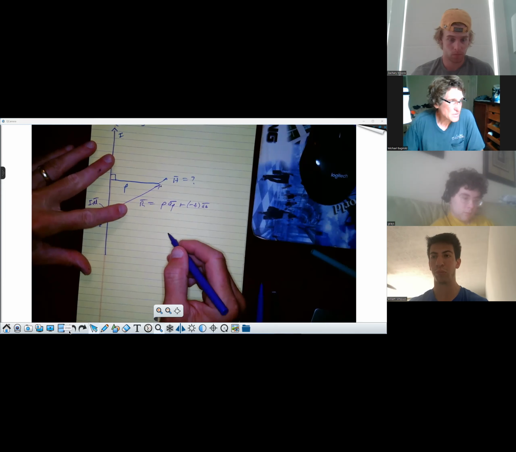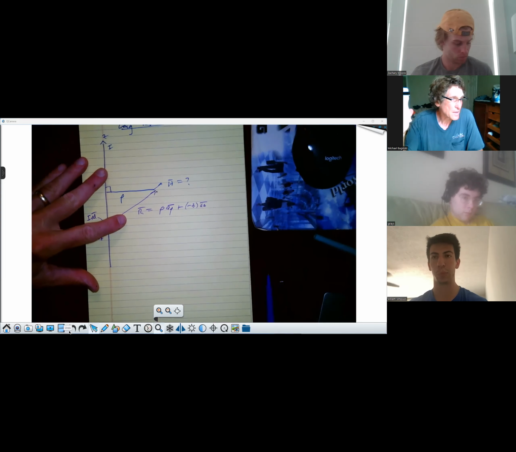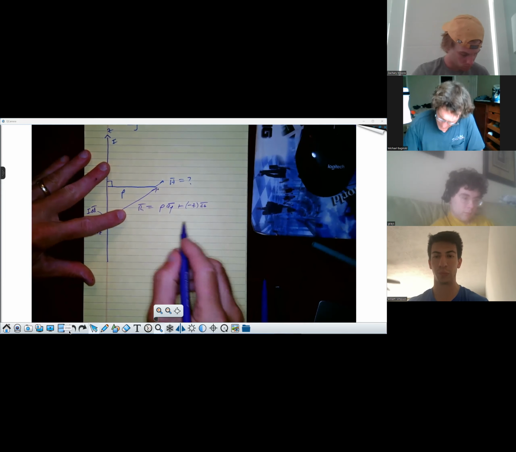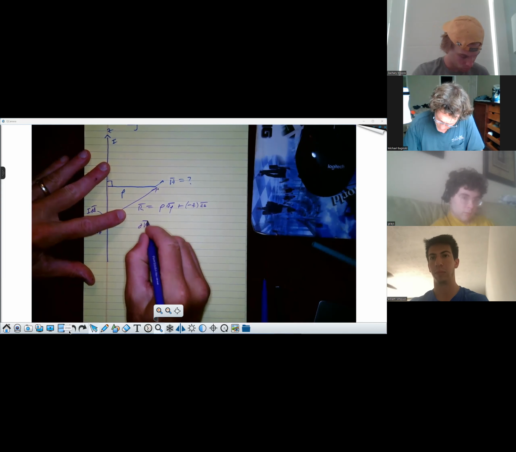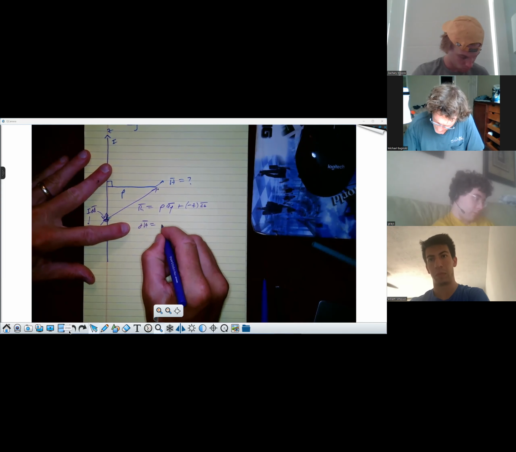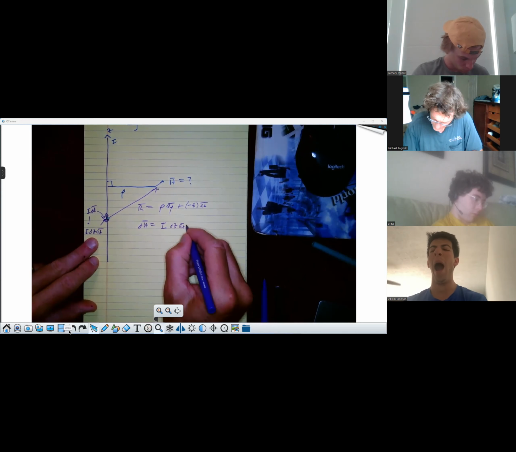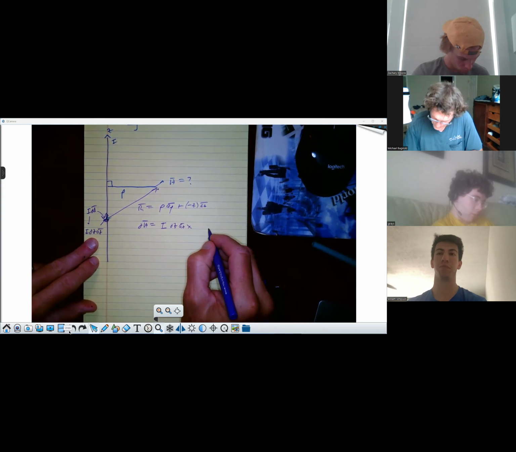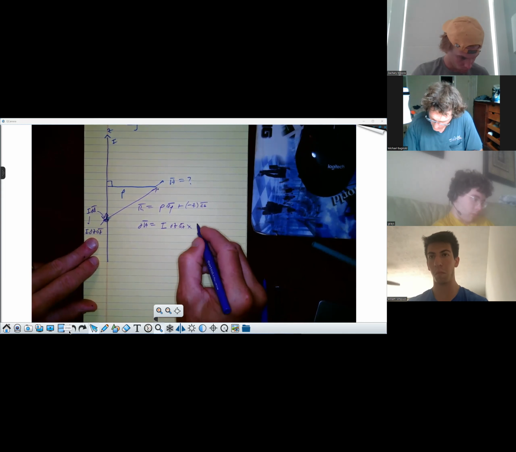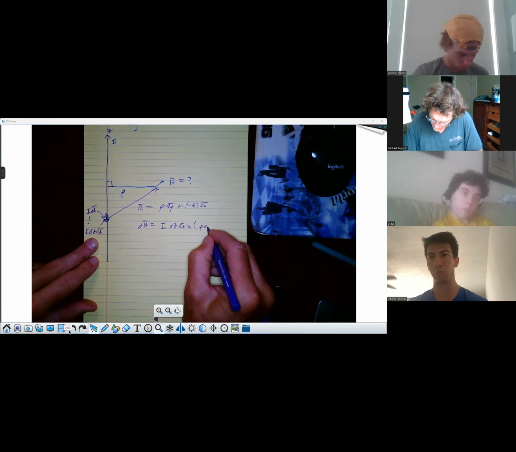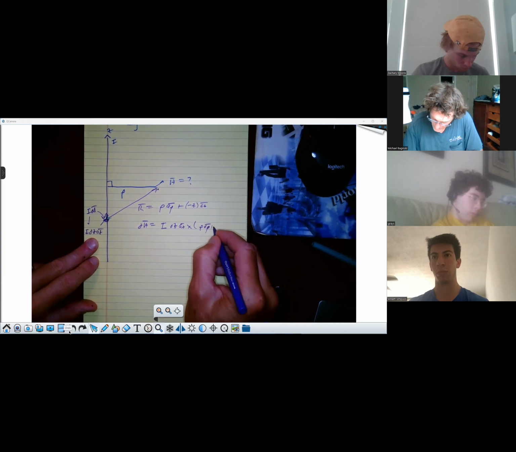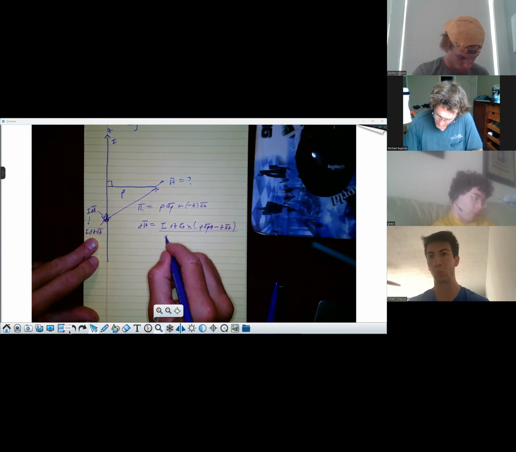So the next thing we do is write the differential H field. And we say the differential H field would be equal to IDL. Well, it's I. DL here is equal to DZ in the AZ direction, crossed into R, or you could do AR, but R. So that's crossed into rho A phi. That's going to be minus ZAZ. We'll get to this in a second. It's all over 4 pi.